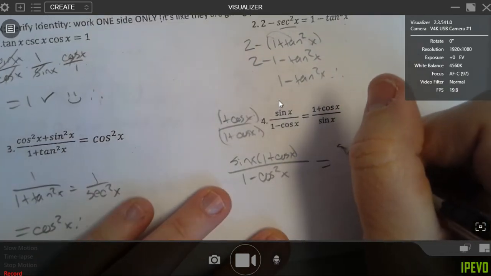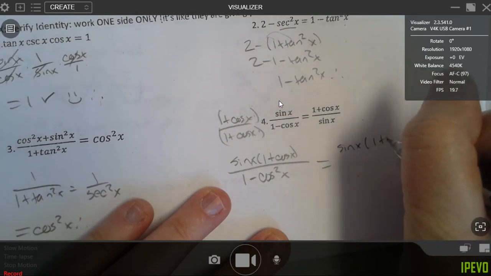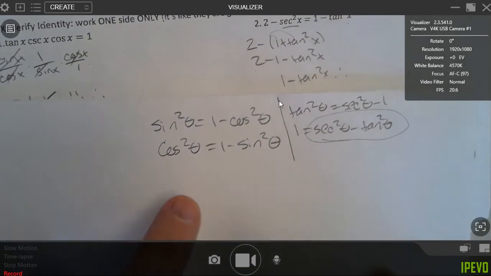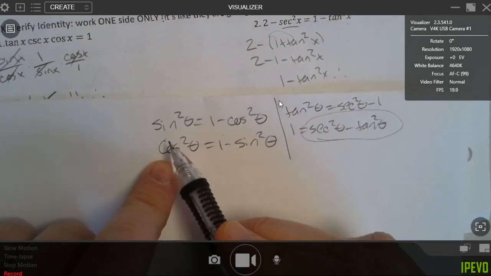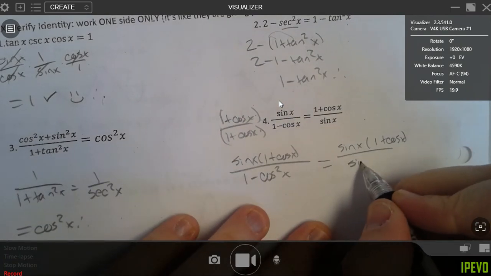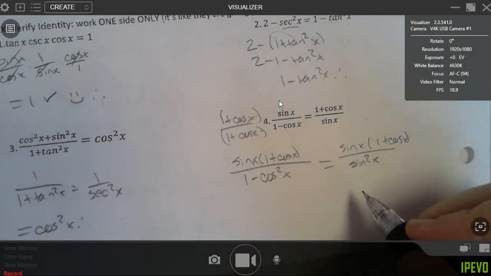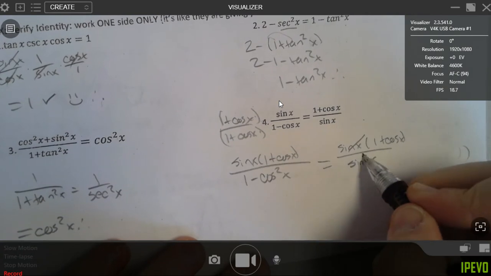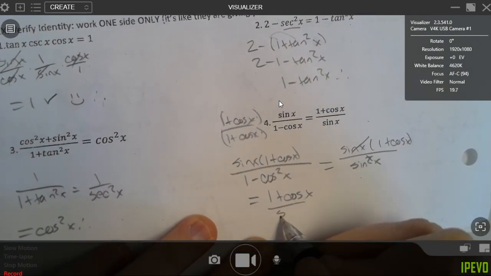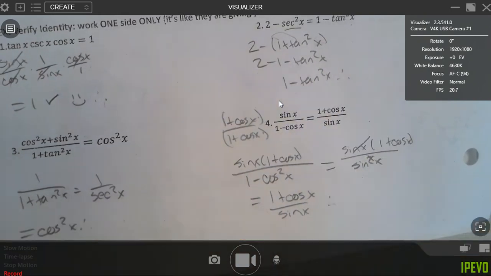So then this ends up being a Pythagorean identity on the bottom. So remember 1 minus cosine squared is right here. 1 minus cosine squared was the same as sine squared, just rewriting it. So I'm going to put this as a sine squared. Now look, I have a sine on top and a sine squared on bottom, so that will cancel with one of these. And I'll be left with 1 plus cosine of x over sine x. And then I'm done. That's all of them.